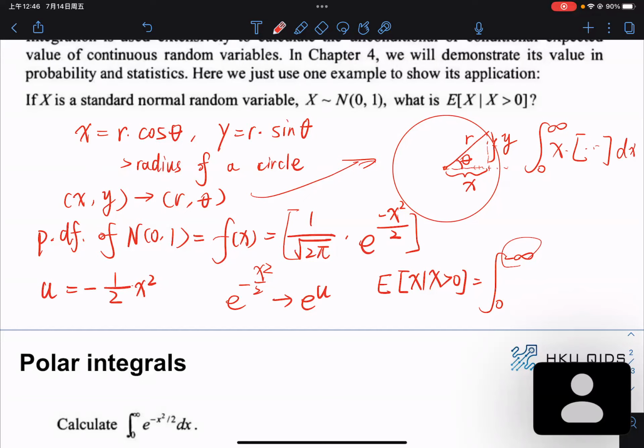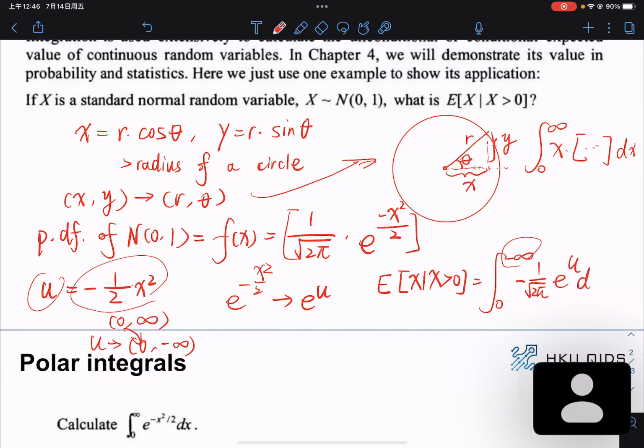And now, what are we going to do? We are going to convert u to x squared. Because x is from 0 to positive infinity, u is going to go from negative infinity to 0, right? When x is 0, u is also 0, so this has to be a one-to-one map, and this will be negative infinity, because when x goes to positive infinity, u goes to negative infinity. Okay, so this is going to be 1 over square root of 2 pi, e to the power u du.